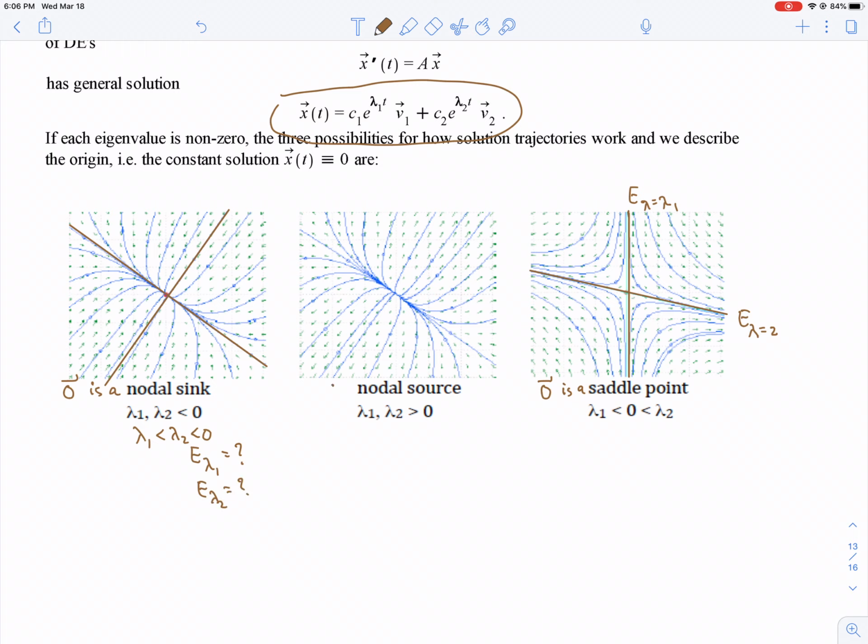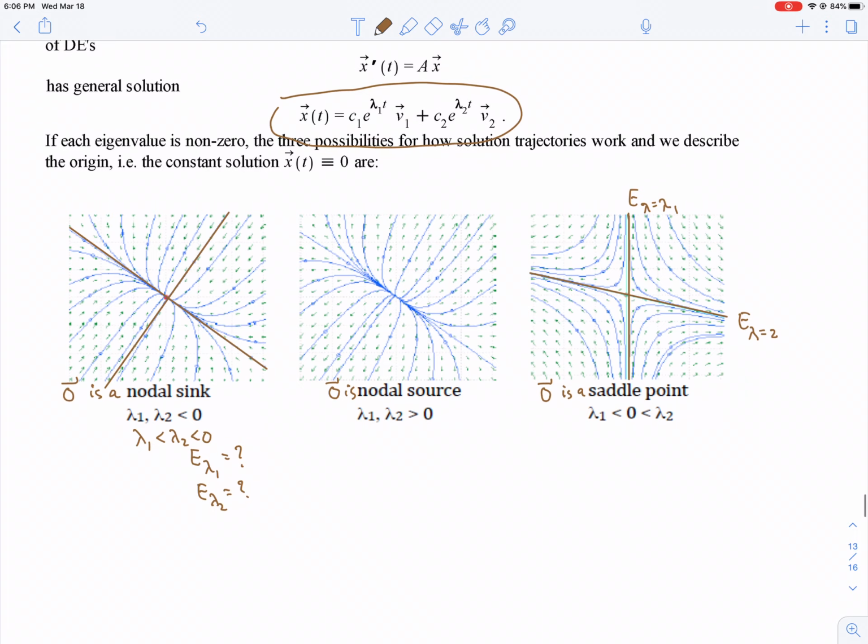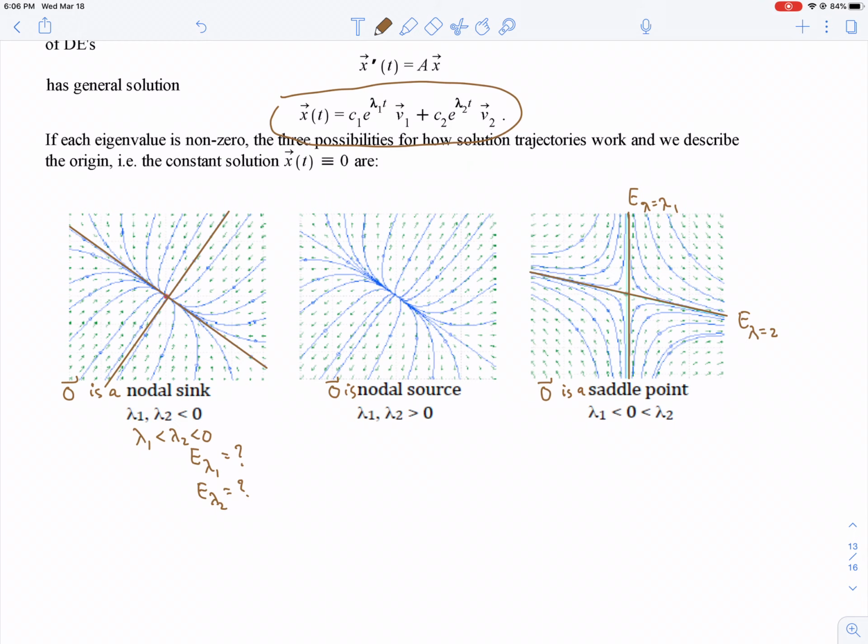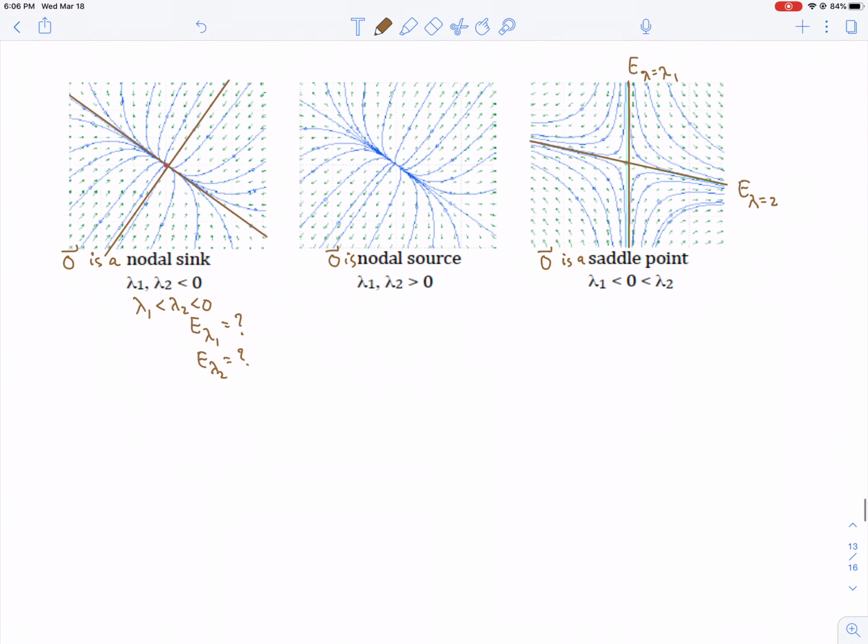And analogously, if the eigenvalues are all positive, the x of t's go to infinity, and you get the picture that's just reversed of the one to the left of it. And you could figure out what the eigenspaces were. Okay, that is the end of this section.